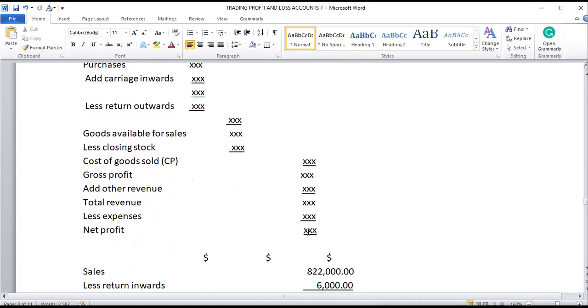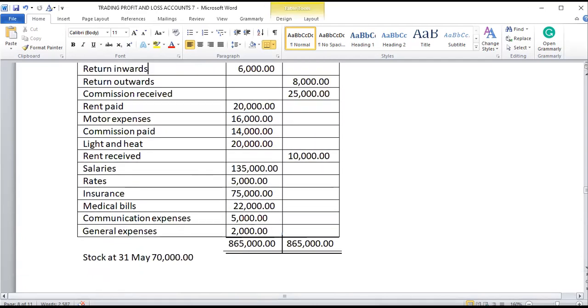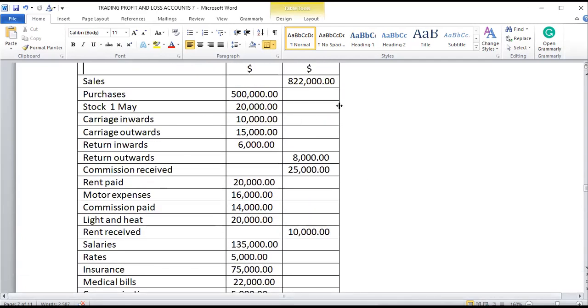Your net profit. Okay. So from our trial balance, we have our sales figure of $822,000. Then we deduct return inwards of $6,000. So let us look at it and go to the trial balance. This is the sales, $822,000. That is the return inwards, $6,000.